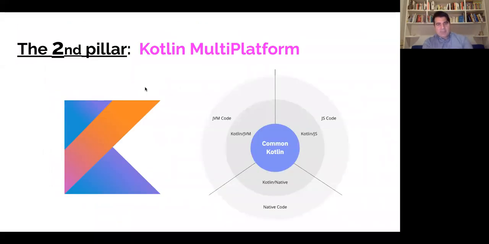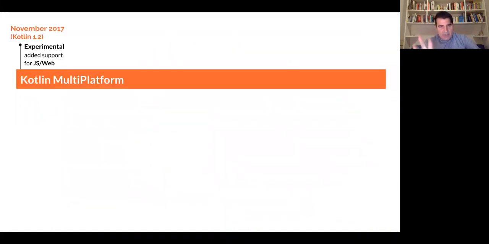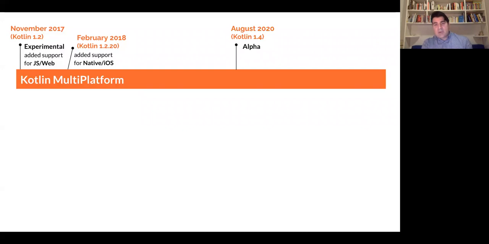Let's now talk about the second pillar, which is Kotlin Multiplatform, starting with a little history. Kotlin Multiplatform started as an experimental feature of Kotlin 1.2, where support for JavaScript web was added. Then in Kotlin 1.2.20 in February 2018, there was the first support for iOS in Kotlin Native. And in August 2020, with Kotlin 1.4, Multiplatform officially reached the alpha stage.